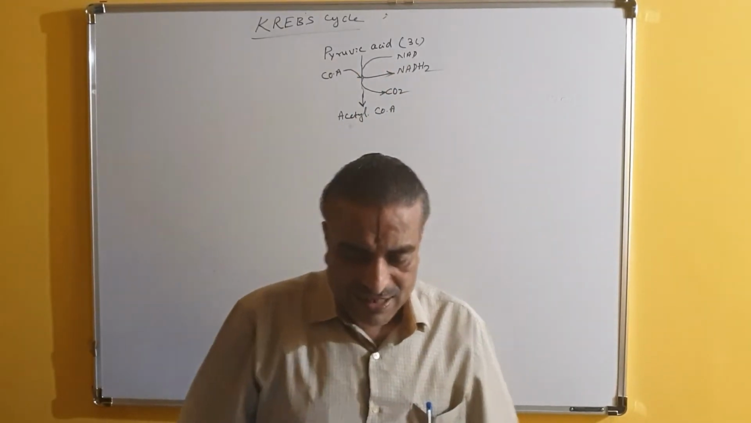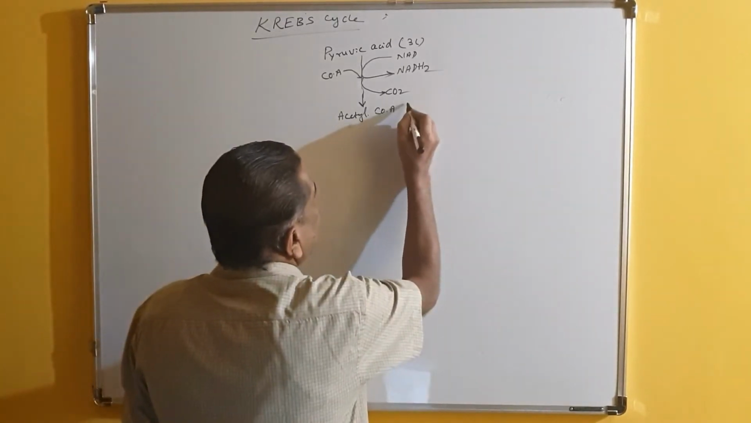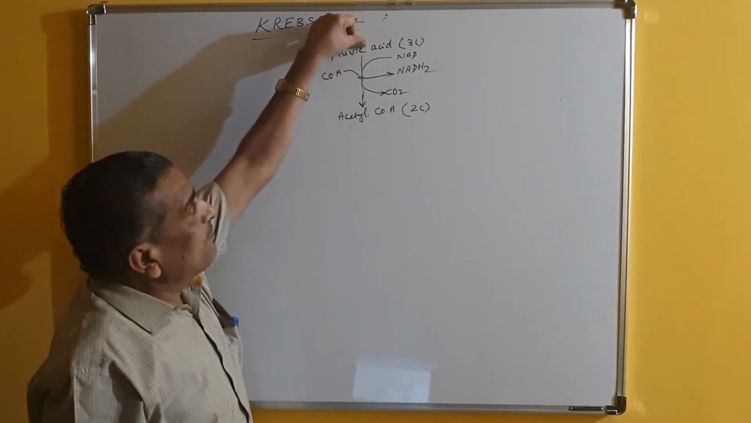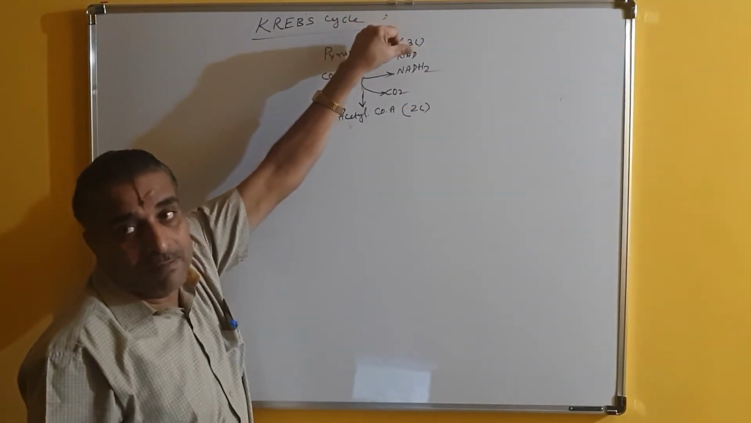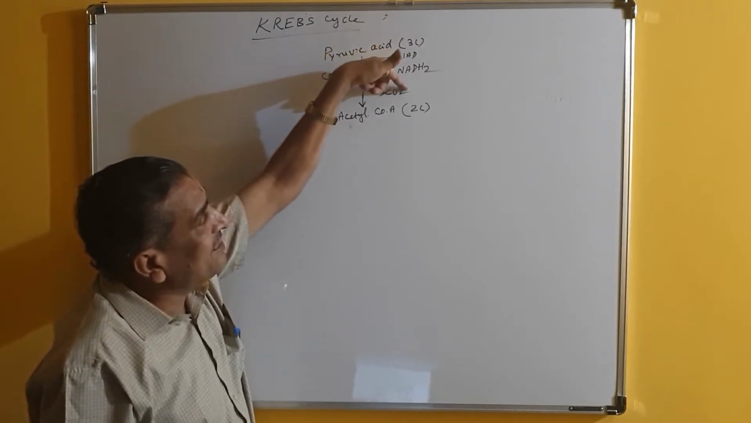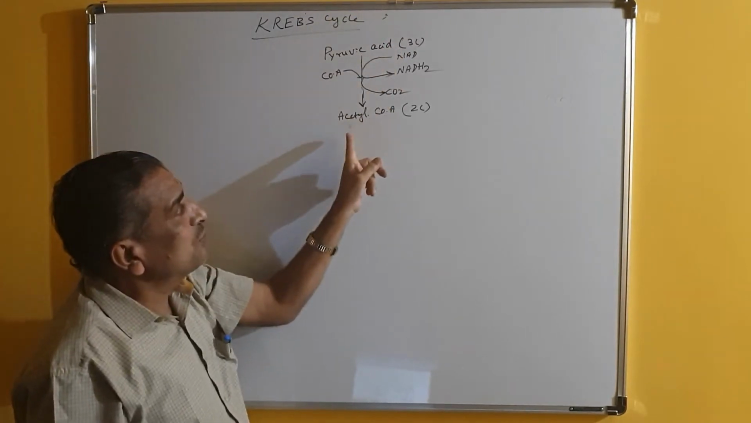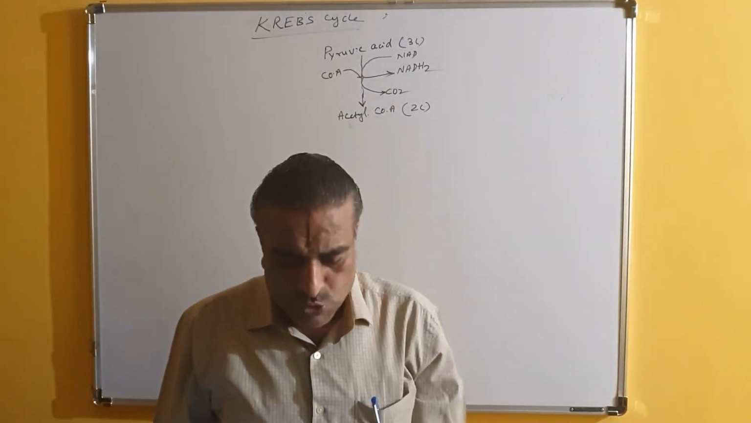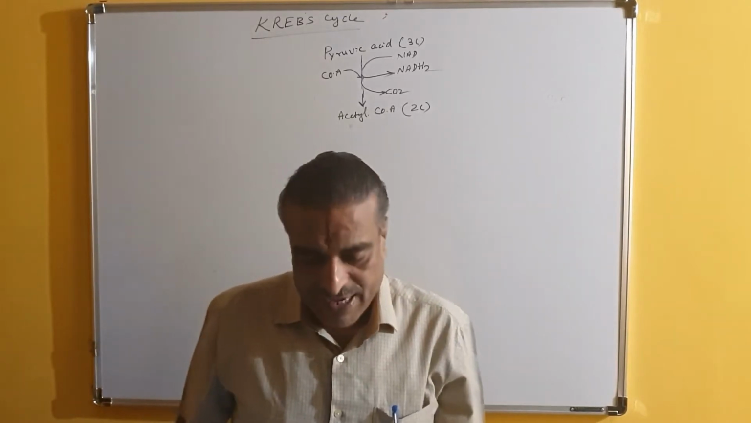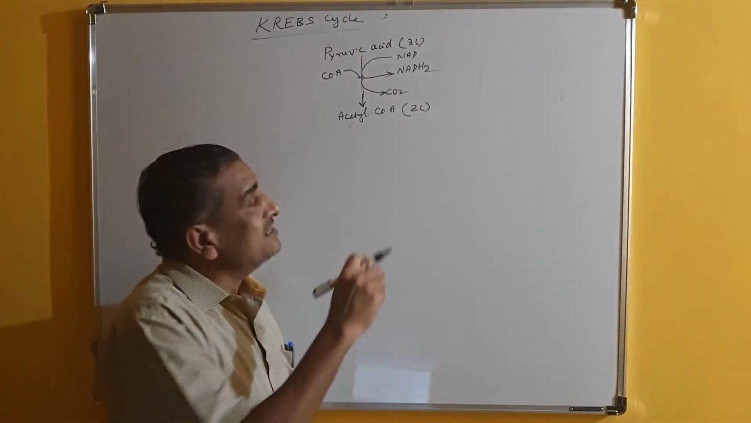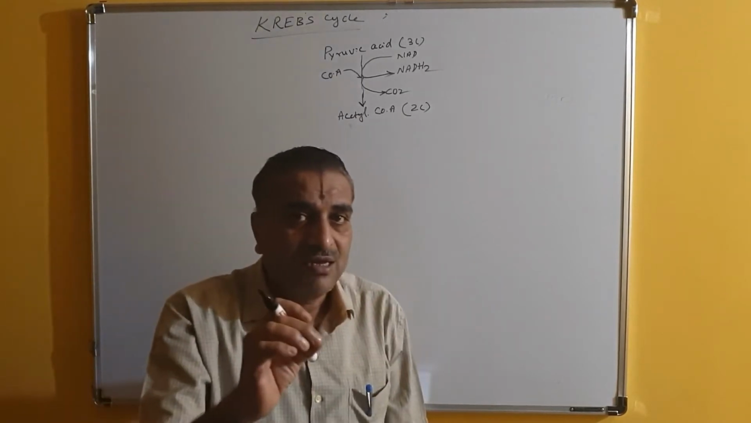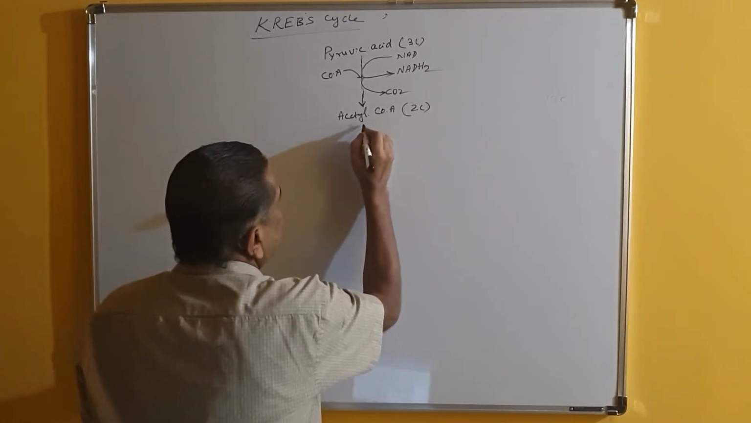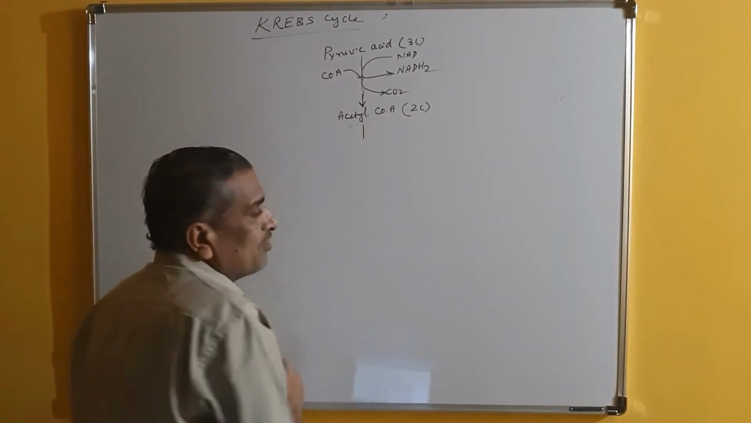Acetyl coenzyme A contains 2 carbons. Please remember, pyruvic acid is a triose, a 3-carbon compound. One carbon dioxide has gone, that means one carbon has been removed. So acetyl coenzyme A now has only 2 carbons. Acetyl coenzyme A is now present in the cytoplasm, please remember, and it is now entering into the mitochondria.